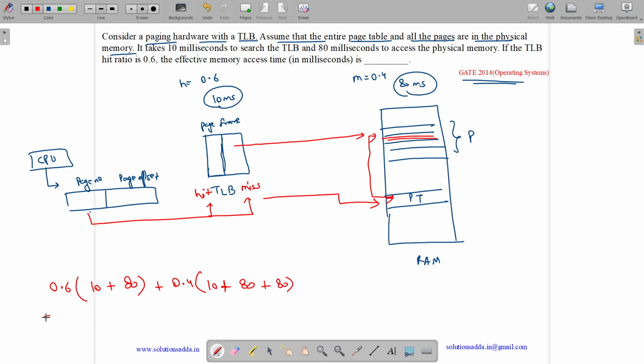So it comes out to be 0.6 into (10 plus 80) plus 0.4 into (10 plus 80 plus 80). So this is 54, this is 68. So it comes out to be 122 milliseconds. So the answer to this question is 122 milliseconds.